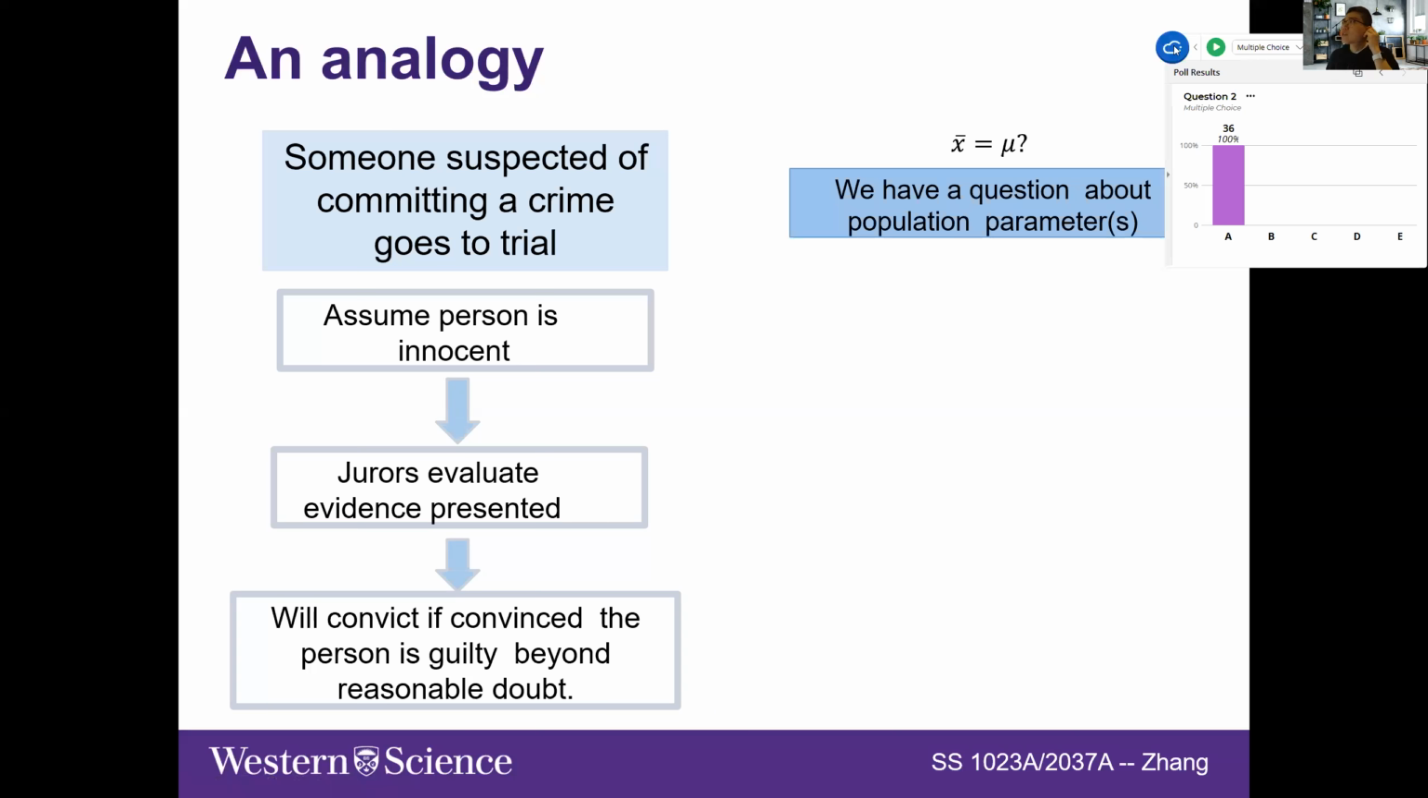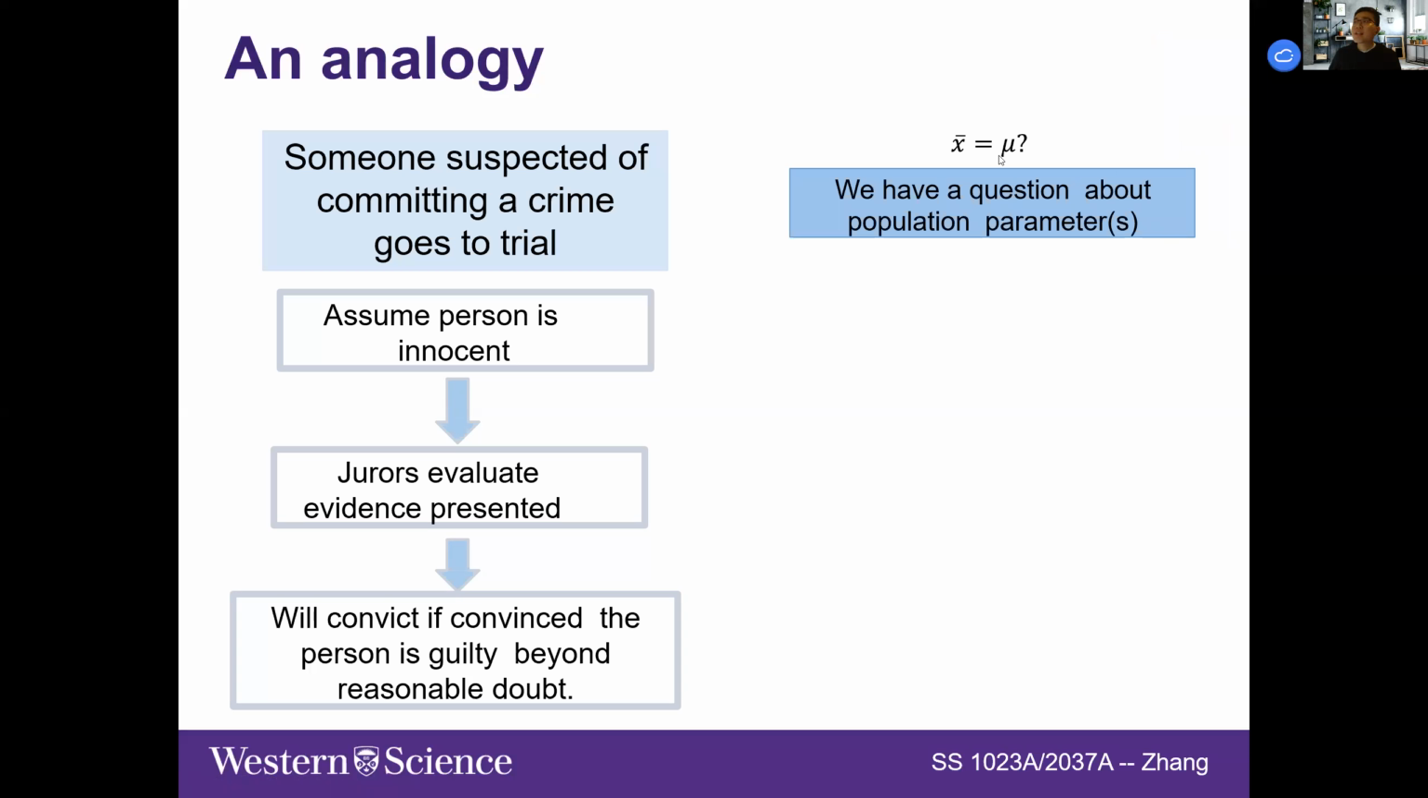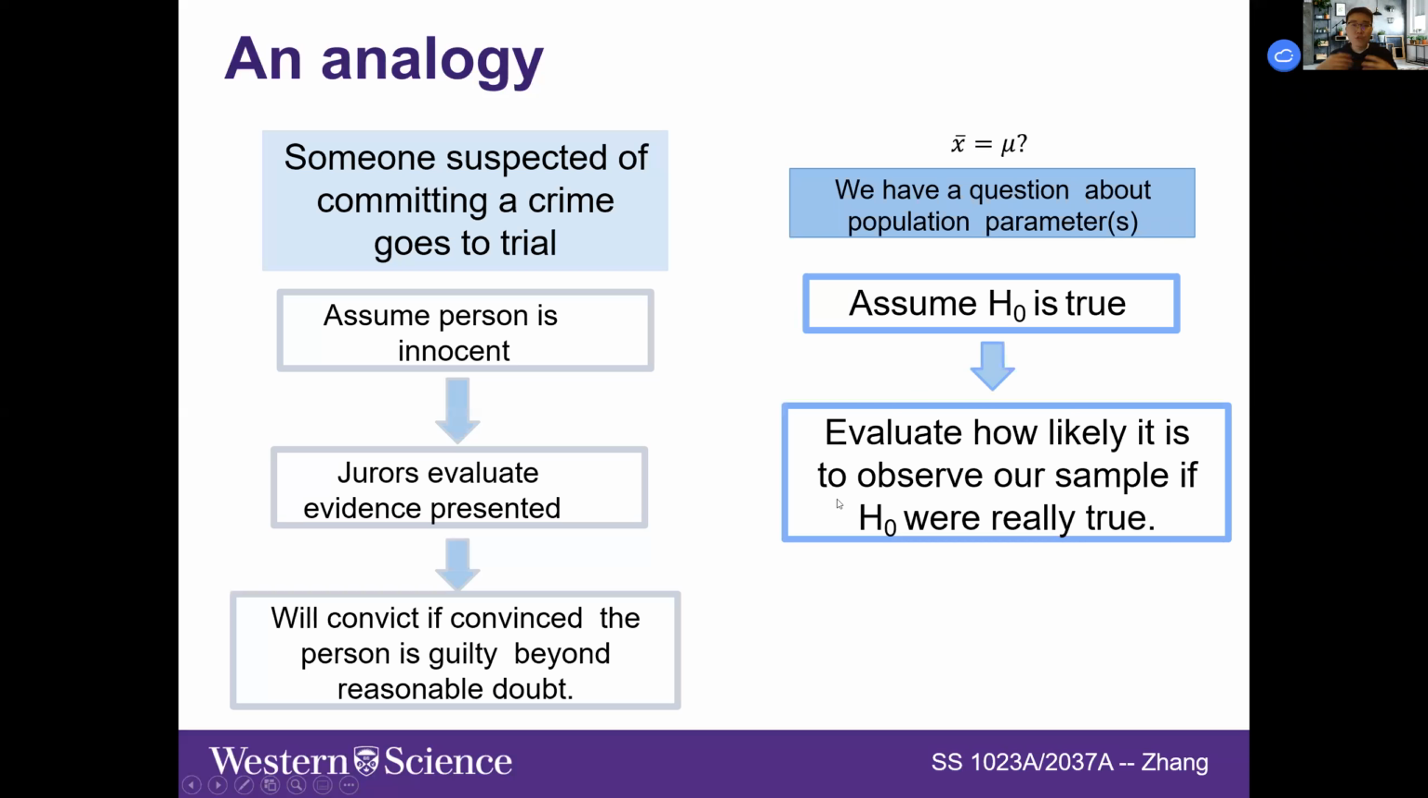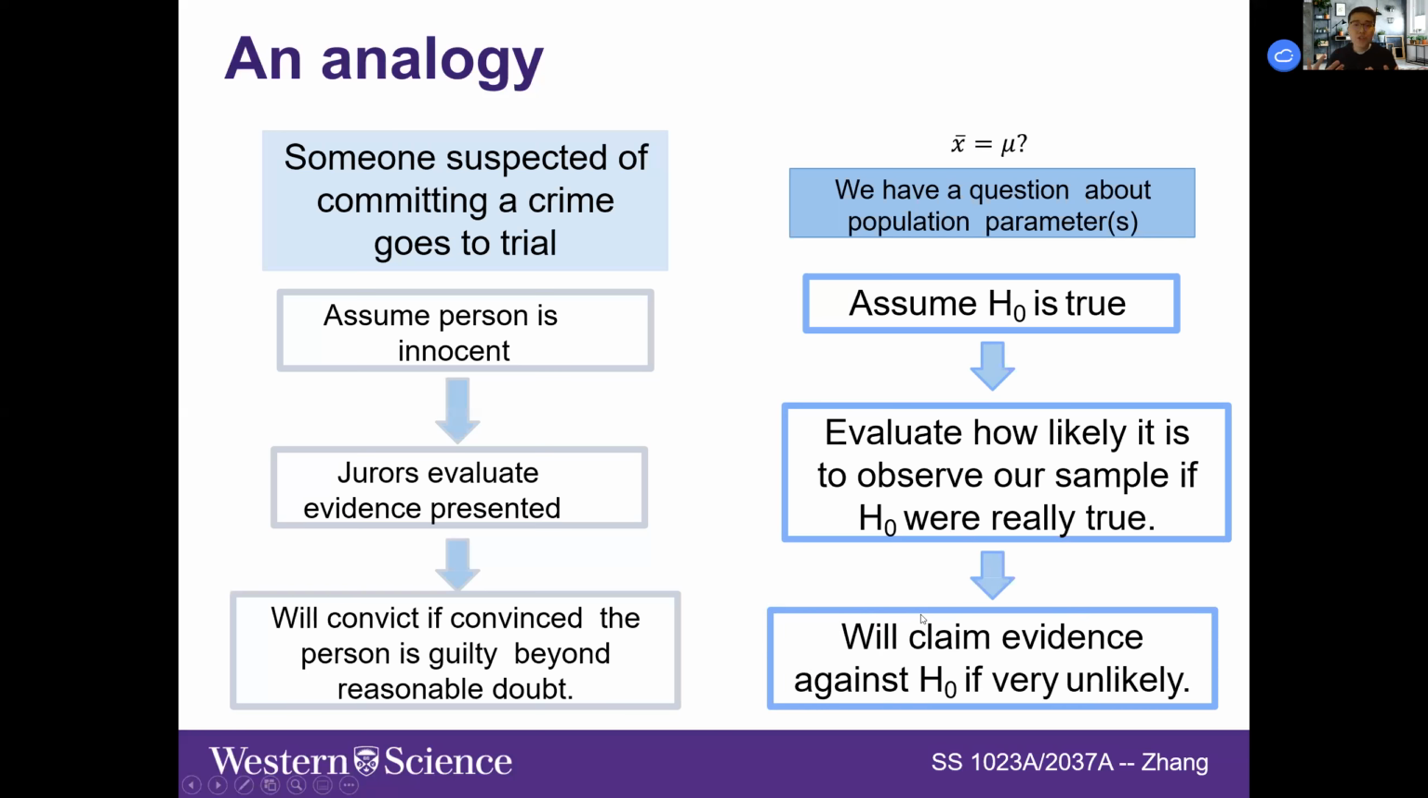So we start with a certain scientific question. Like in this example, we're asking whether our sample mean is equal to the population mean statistically. Based on that question, we first assume that our individual is innocent, which means we just assume this is true. Then we collect our data, do some summarization, and see whether our assumption is correct or not. And finally, we make a decision based on the evidence we find. That's pretty much the procedure we have in hypothesis testing.